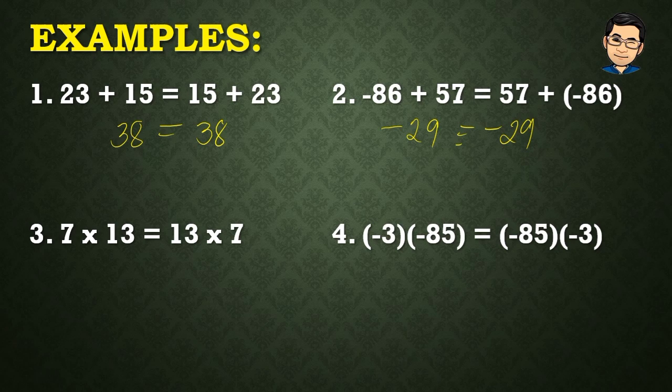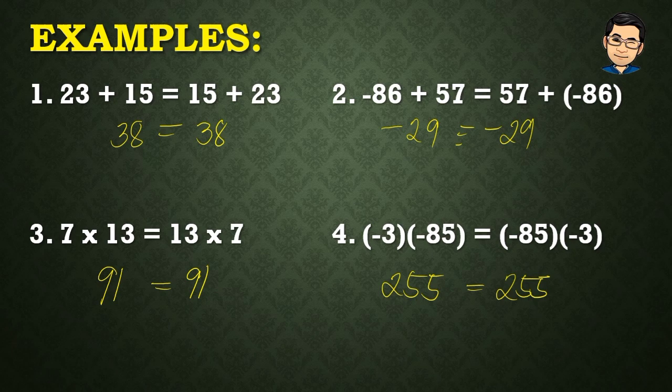Next, for multiplication, 7 times 13, that is 91. 13 times 7, that is 91. And then, our last example, negative 3 times negative 85, that is positive 255. And then, negative 85 times negative 3, that is also 255. So, pwede nyo namang i-check sa sarili nyo kung tama ba yung mga nakuha kong mga sagot.